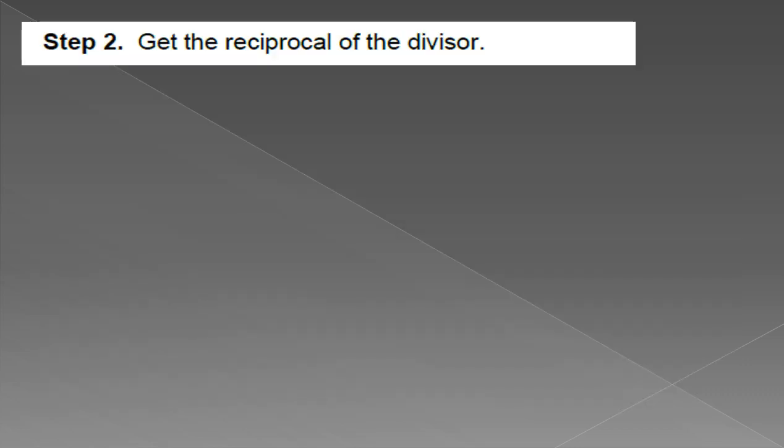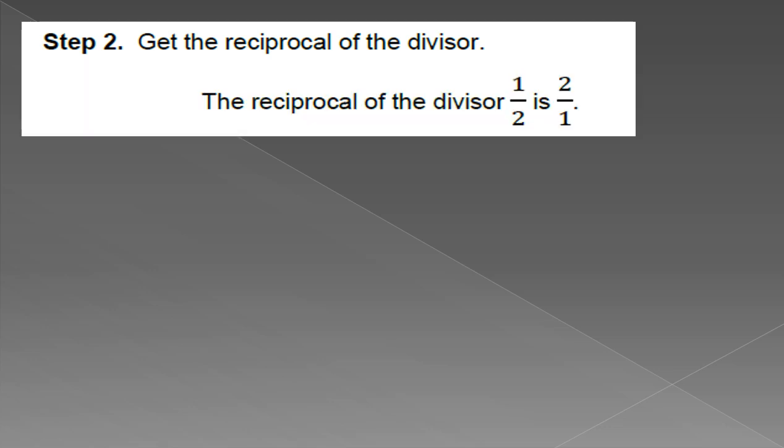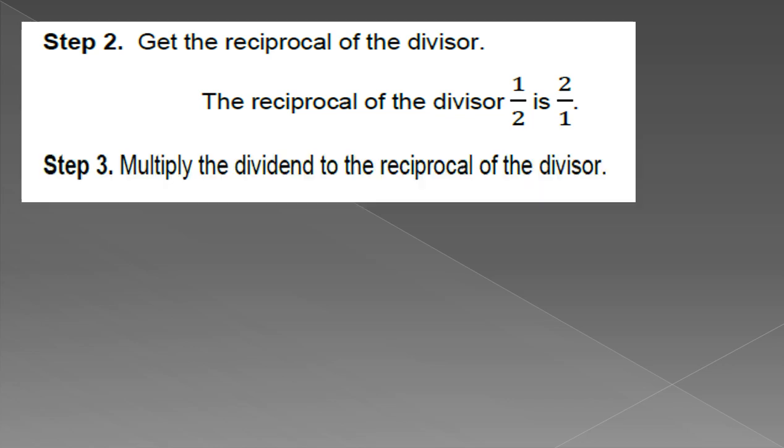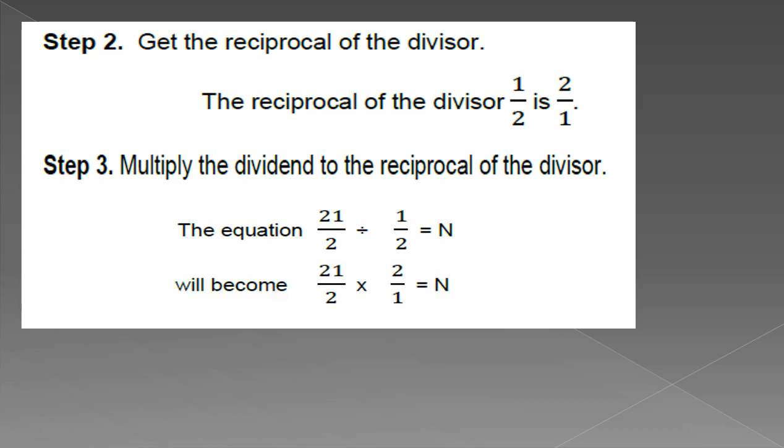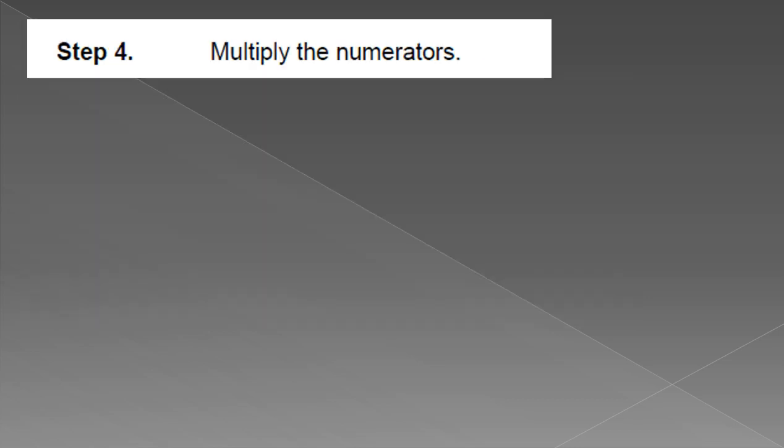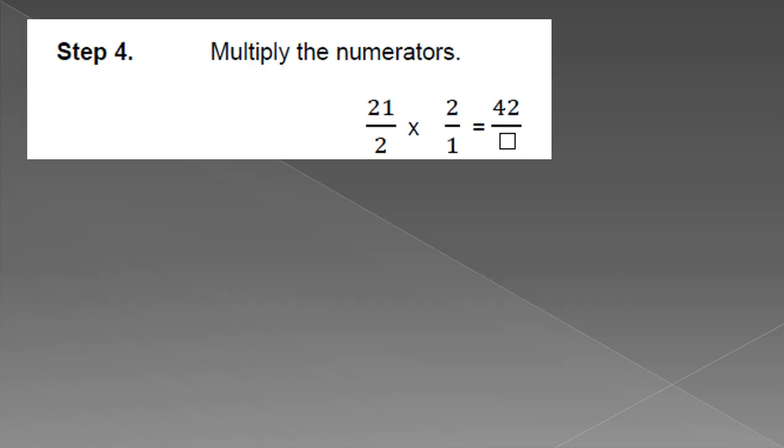Now, step number 2. Get the reciprocal of the divisor. The reciprocal of the divisor, 1/2, is 2 over 1. So we always flip it. Okay? The reciprocal of 1/2 is 2 over 1. Now, step number 3, multiply the dividend to the reciprocal of the divisor. So the equation 21 over 2 divided by 1/2 will become 21 over 2 times 2 over 1 is equals to n.